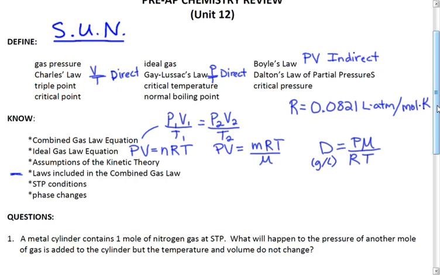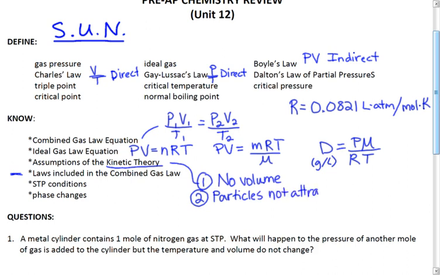For the assumptions of kinetic theory, there are two assumptions here. We're going to assume the gas has no volume. And we're going to assume that the particles are not attracted to one another. Now we know there's no such thing as an ideal gas.